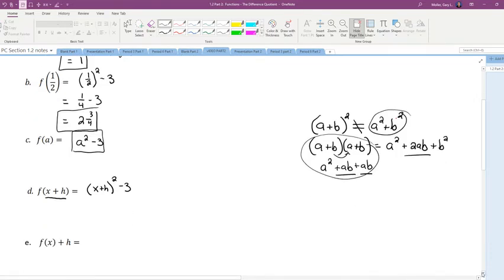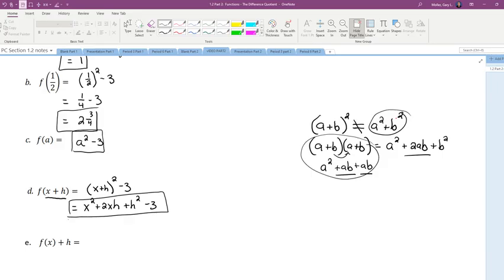We've got to square x plus h. So according to my shortcut, I should have x squared plus 2xh plus h squared, and then I've got the minus 3. Doesn't look like there's anything I can do mathematically to simplify, and so that would be the best we could do.